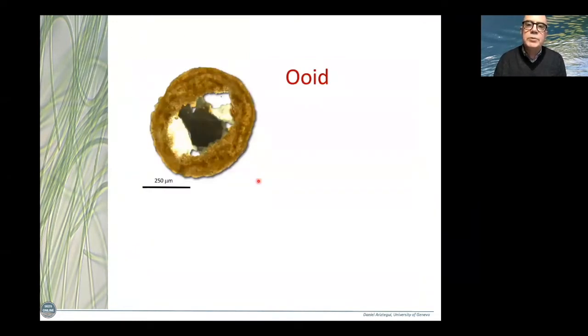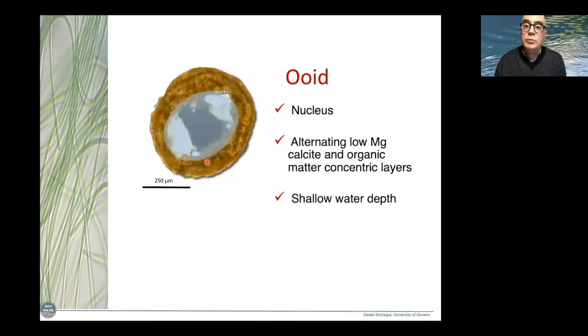Let me just remind you of the way in which these ooids look in Lake Geneva. They have a nucleus mostly of silica and quartz, and they have alternating low-magnesium calcite and organic matter concentric layers, and they form in shallow waters. This is an average of about 3 meters water depth, the deepest area where we have the bank being 3 meters water depth.